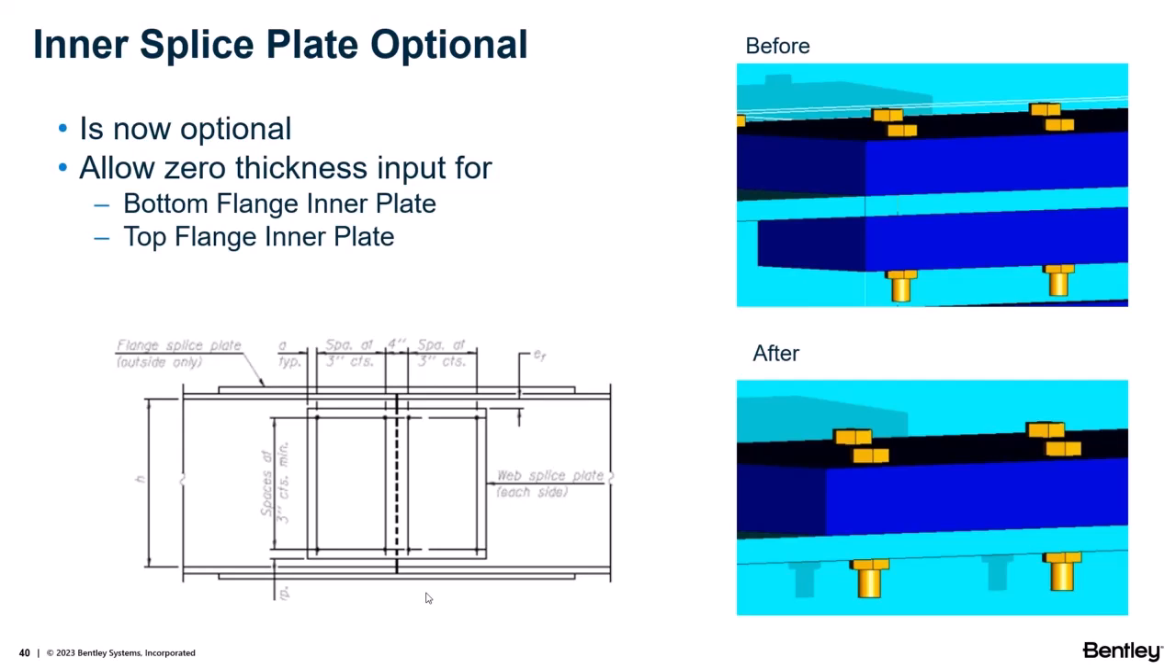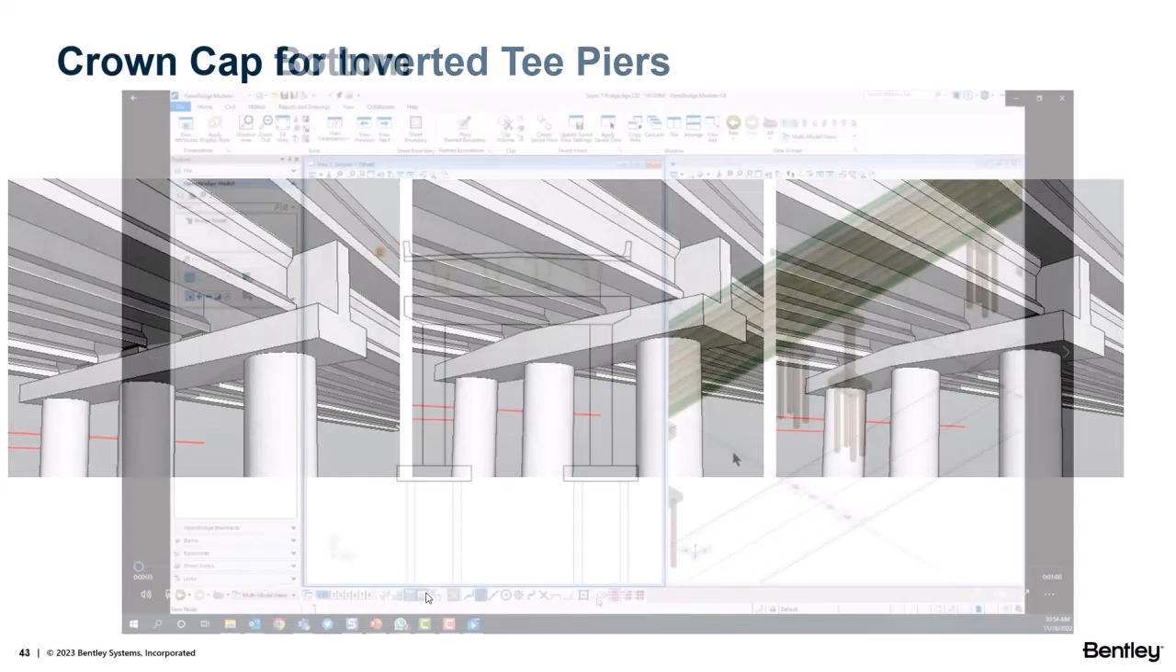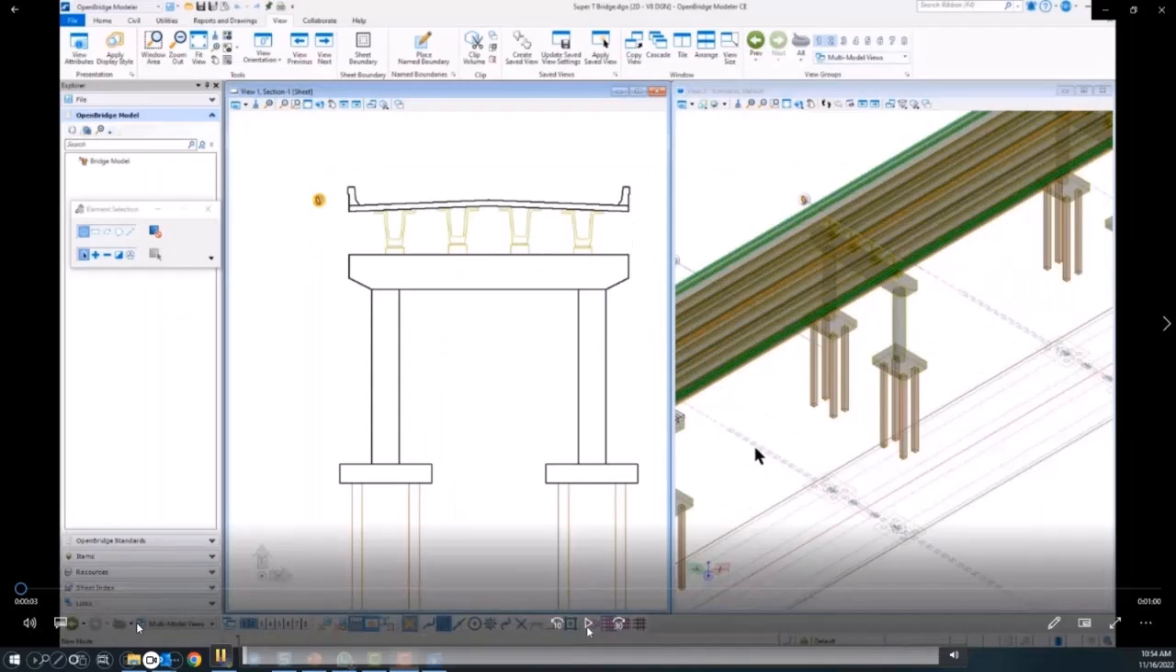We also added more options on the behavior of the piers. So you will see the pier now could be crowned at the top, could be crowned at the bottom, or could be crowned at the top and level at the bottom. So there are more options, again via a dialog box in which you can apply these enhancements.